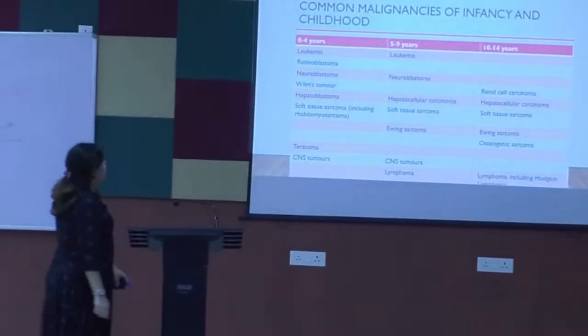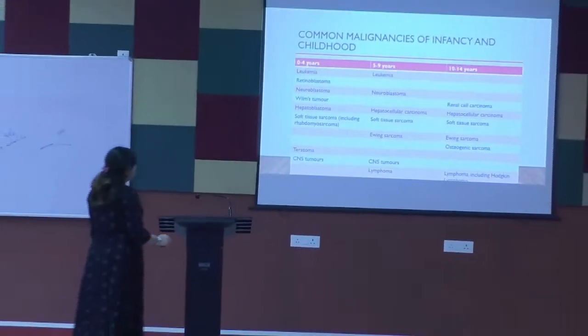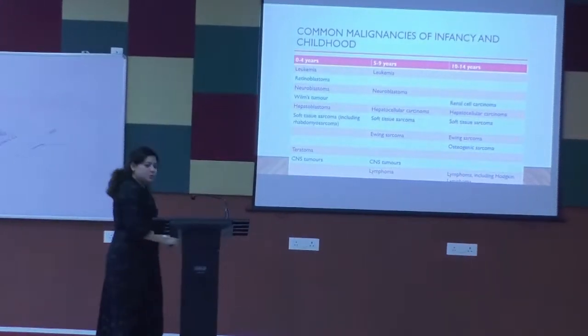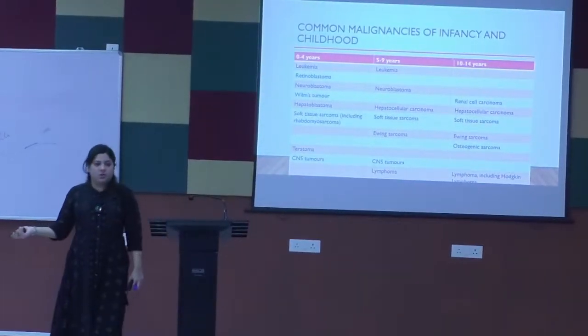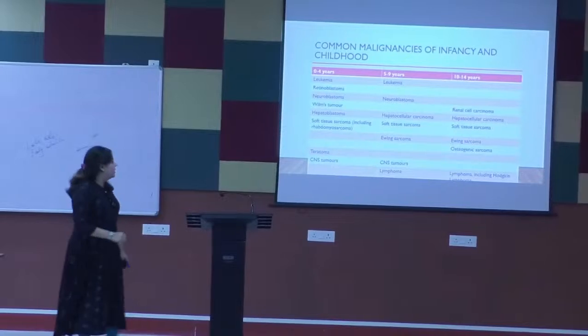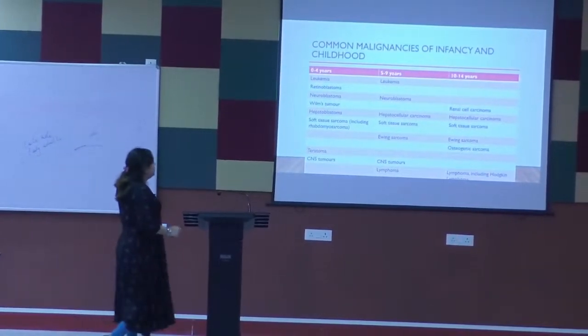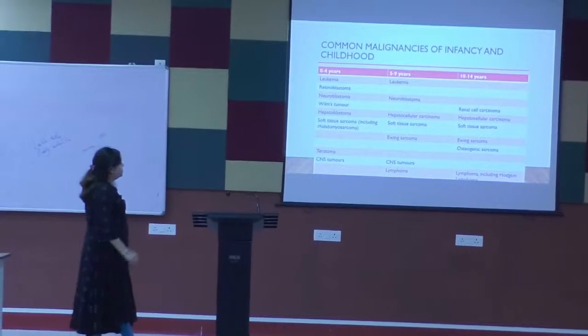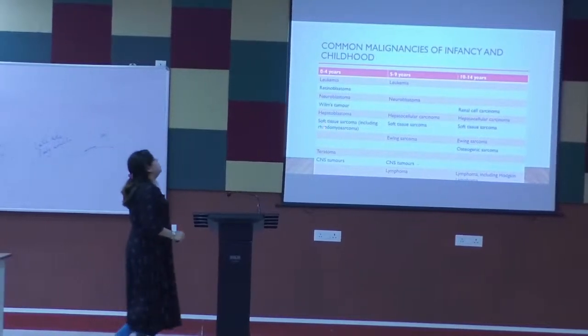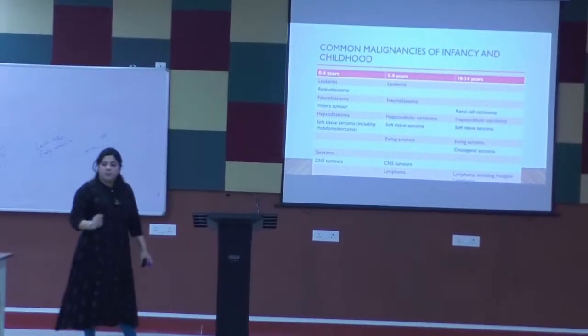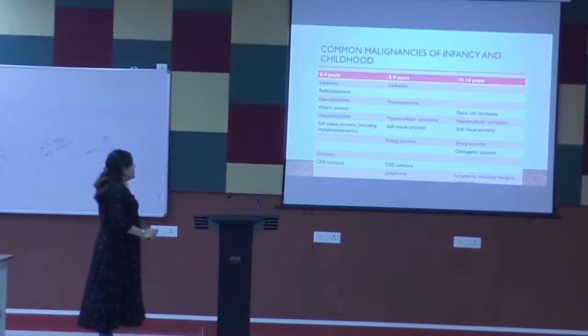So now the common malignancies 0 to 4 years. দেখো leukemia দুটোতেই আছে, and you will next তোমাদের তো anemia, leukemia এগুলোই হবে next. So leukemia is there in both. So 0 to 4 years এ কি হয়? Leukemia, retinoblastoma, neuroblastoma, Wilms tumor, hepatoblastoma, soft tissue sarcoma, including rhabdomyosarcoma, teratoma, CNS tumors.